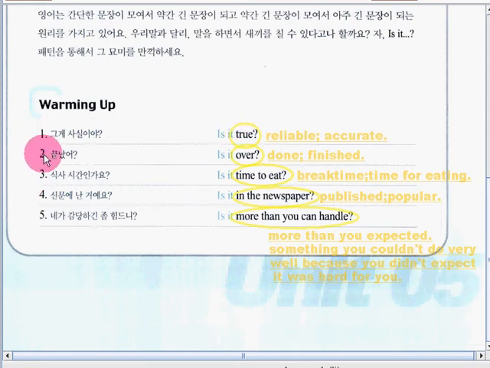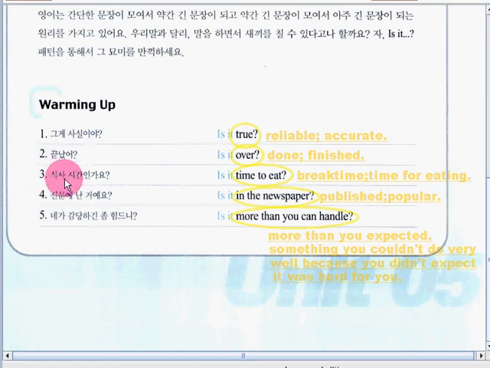Okay, how about number 2? Is it over? Is it over? So now our word here is "over." When you say over, that means done or finished. So maybe you're talking about basketball games, okay? You're talking about basketball games and you're asking your friend if it is over. You can say, are you still watching the basketball game? Is it over? Okay, so you're asking if it's done or finished. So "it" here means the basketball game.